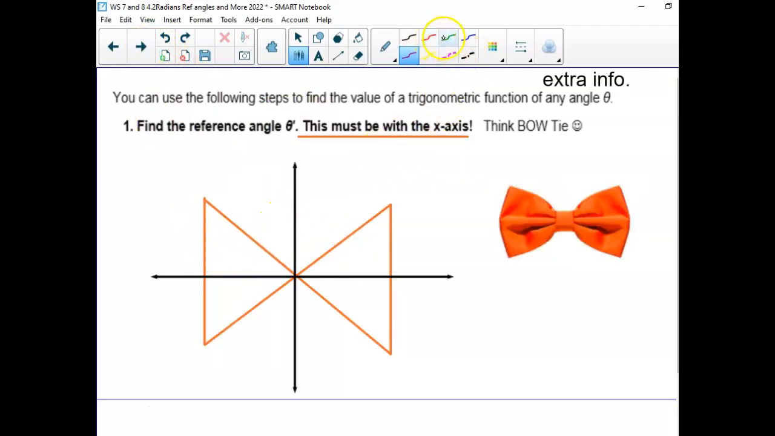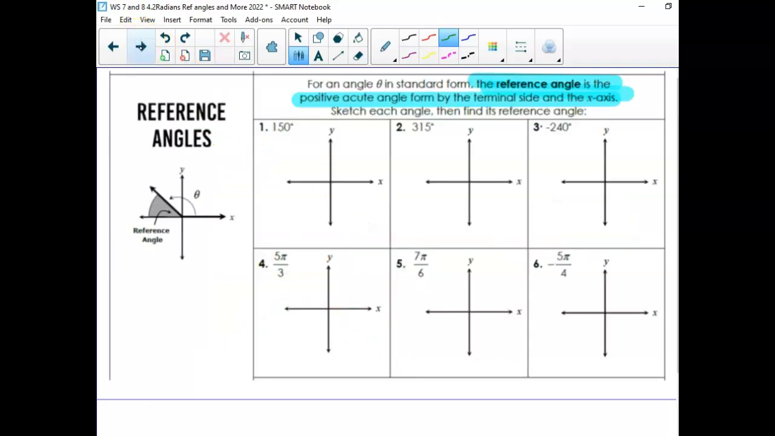All right, bow tie. I don't know if Miss Oren talked about this if you had her for trig, but the rule is, okay, let me go to this slide. It says for any angle in standard form, the reference angle is the positive, it's got to be positive, that's very important, positive acute angle formed by the terminal side and the x-axis. Doesn't have to be the positive x-axis, either branch of the x-axis.